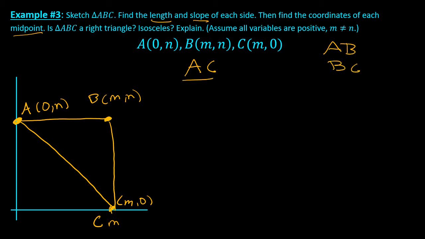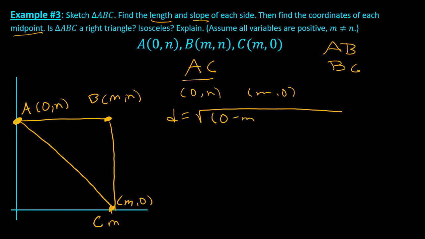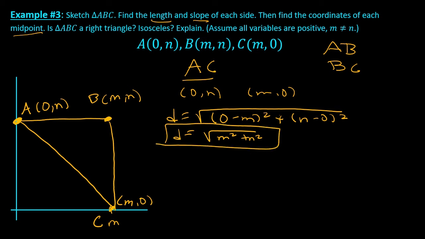Okay, so if I want the length of side AC, I have the point (0, n), and I have the point (m, 0). So the distance formula says the square root of (x minus x) squared plus (y minus y) squared. So this is going to become the square root of m squared plus n squared, and you're just going to have to leave it like that. There's nothing else you can do. Leave your answer and move on.